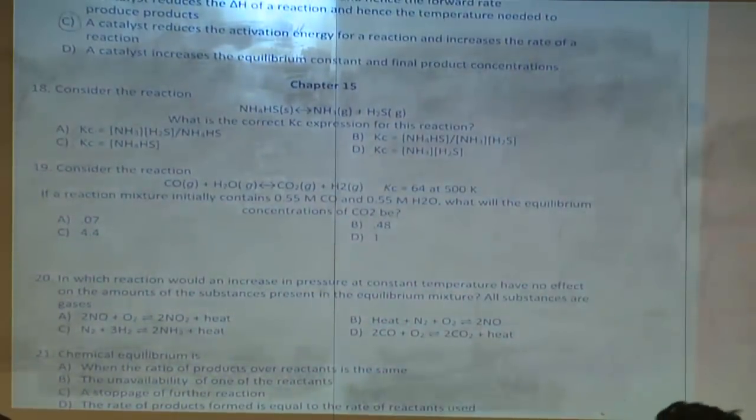So for this one, we're looking for the Kc of the reaction. And remember, K is products over reactants, but we don't include solids or liquids. So that means for the K for this reaction, we're not going to look at the reactant half because it's a solid. So that means the K of this reaction should just be NH3 times H2S. So the answer is D.